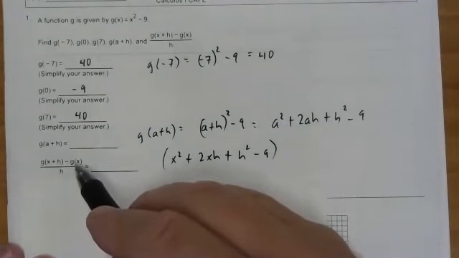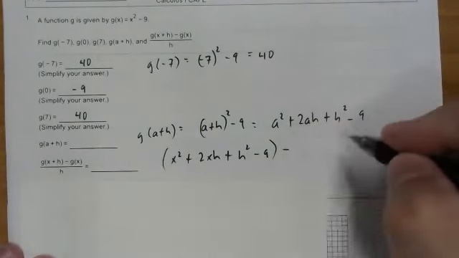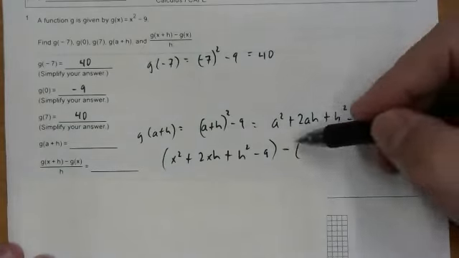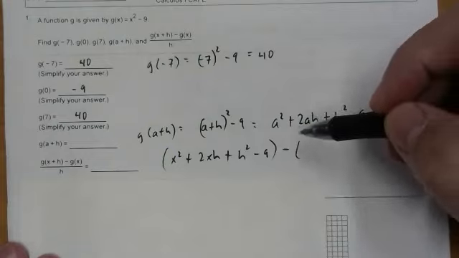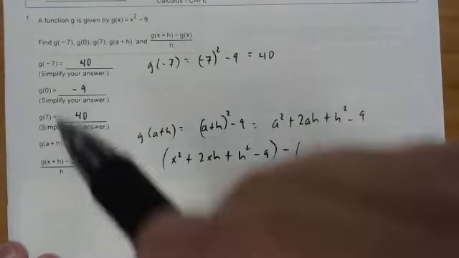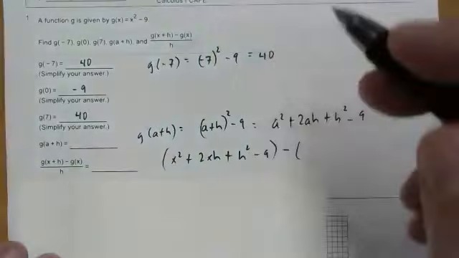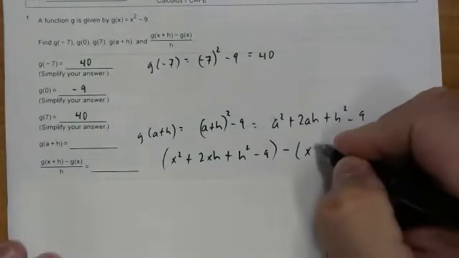Then minus g of x. So then you subtract. Now it's important that you put both these in parentheses, because if not, you'll probably make a math error. So minus g of x, right? There's g of x, it's just the original function.